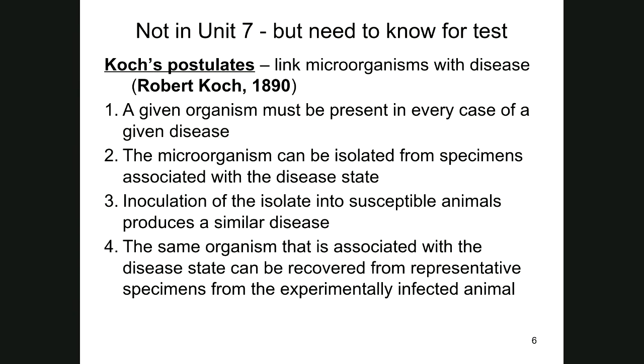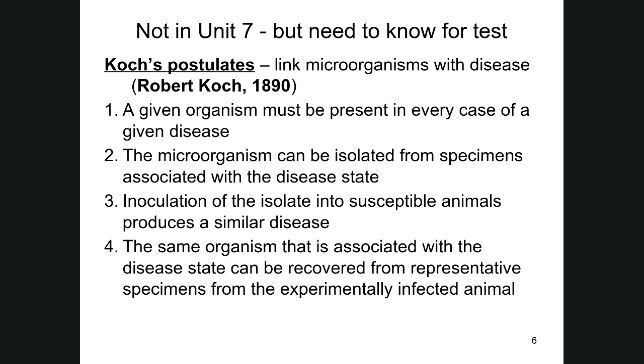Koch's postulates. You should remember Robert Koch, probably 1890 would be a good date, and these 4 steps. The 4 steps are that a given organism must be present in every case of a given disease. So if you say that an animal has Pasteurella, then that Pasteurella bacteria needs to be present in any of that disease. And that microorganism can be isolated from a specimen that's associated with the disease state, whether that is a fungi, a protist, a bacteria, or a virus. That microorganism can be isolated.